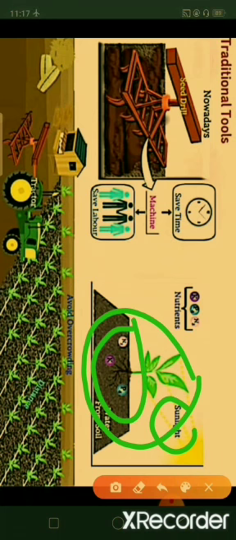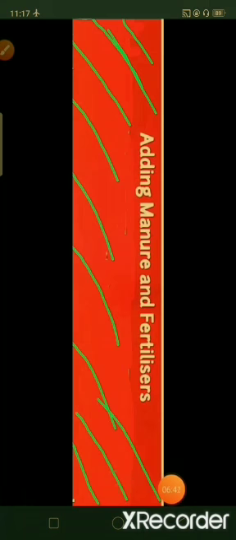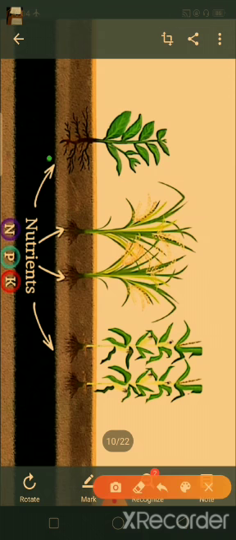So it does a good job of planting the seeds at uniform distance and avoids overcrowding. Another important step of crop production is adding manure. Plants need nutrition for their growth. These nutrients are obtained by the plant from the soil.